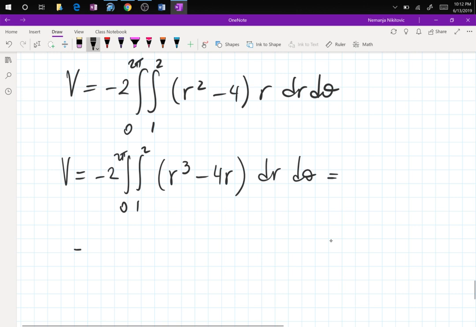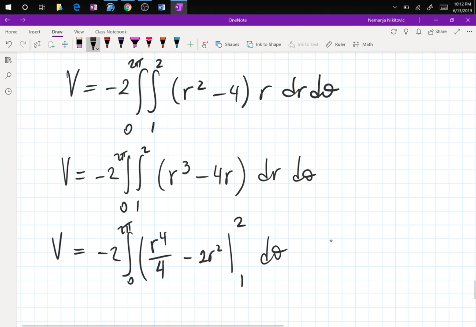And now we start integrating. Negative 2 integral 0 to 2 pi. This is r to the 4 over 4 minus 2r squared, not from 0, from 1 to 2, d theta. I still have to deal with that.